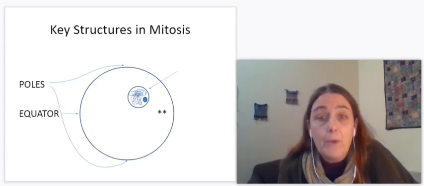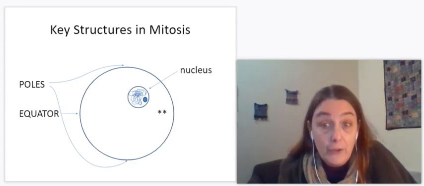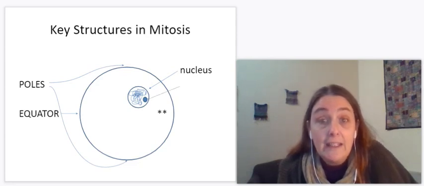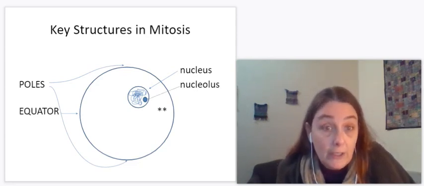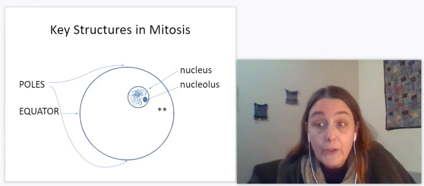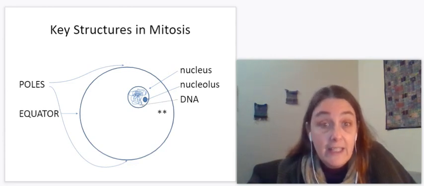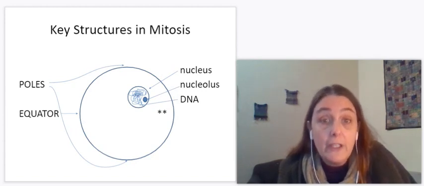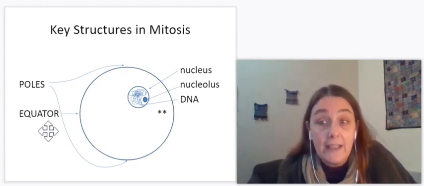So we have, first of all, the nucleus, okay? And inside the nucleus is the nucleolus. And also inside is the DNA. Okay, so those are things we want to keep track of: the nucleus, the nucleolus, and the DNA.